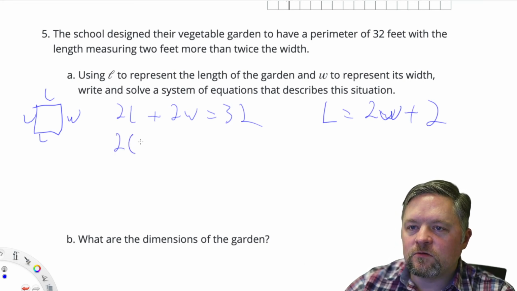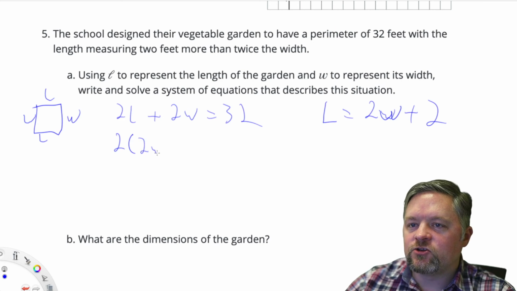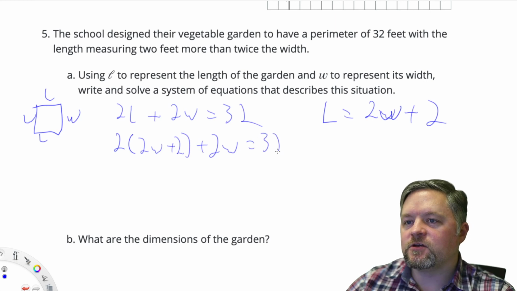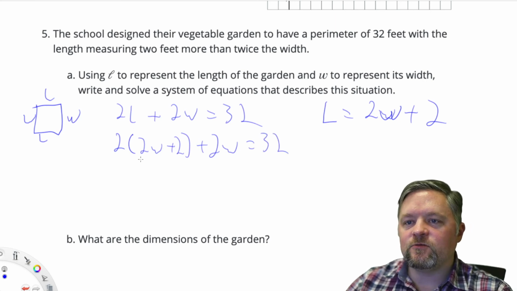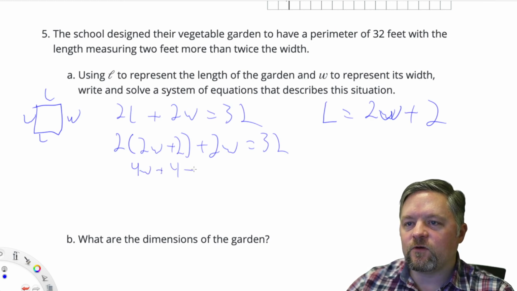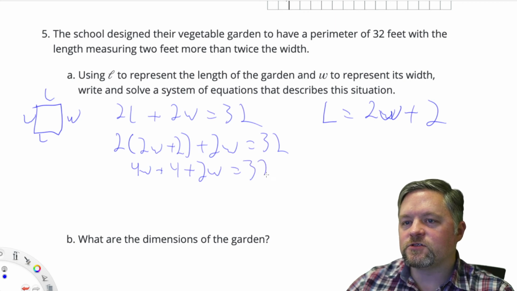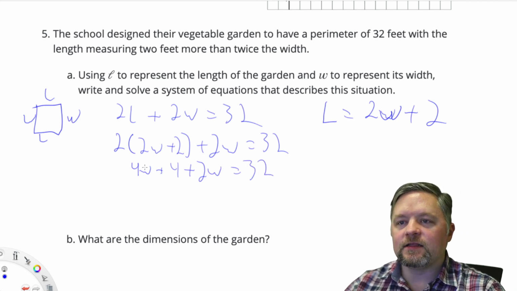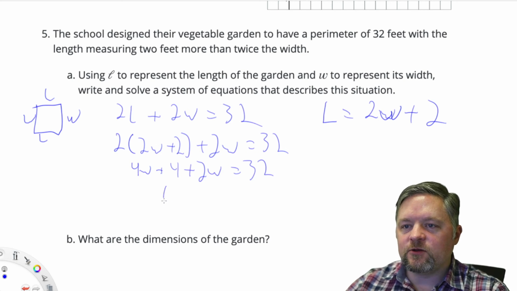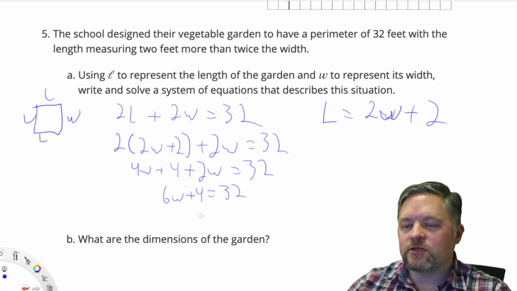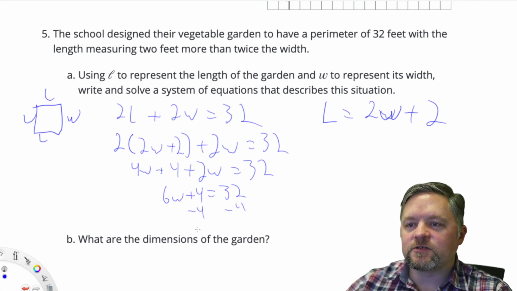So 2 times L, which is 2W plus 2, plus 2W equals 32. Now let's distribute. 2 times 2W is 4W, plus 2 times 2 is 4, plus 2W equals 32. Combine like terms. 4W plus 2W is 6W, plus 4 equals 32. Subtract 4, so that we've got all the numbers on one side and variables on the other.